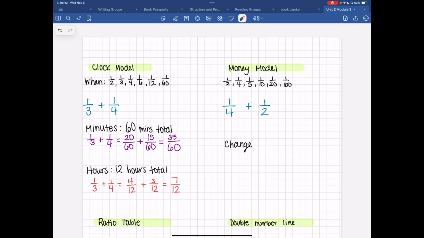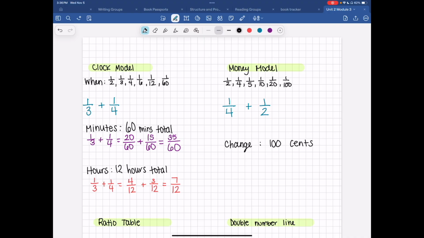Moving on to the money model. Again, in my class, we talked about when some of the fractions we could use for the money model would be halves, fourths, fifths, tenths, 20ths, and hundredths. So our equation for this one is 1/4 plus 1/2. Now I want you to think about it as change. How much change is in a full dollar? We have 100 cents.